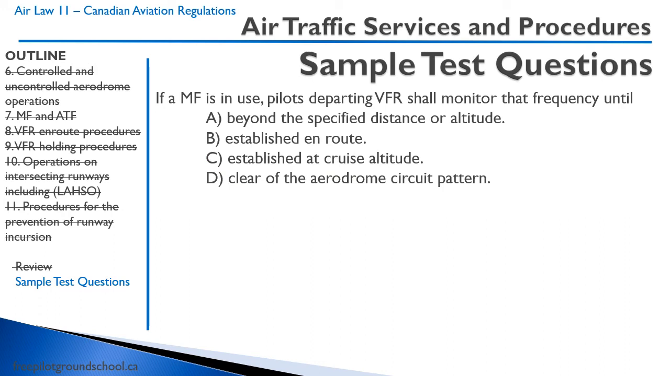If an MF is in use, pilots departing VFR shall monitor that frequency until A, beyond the specified distance or altitude, B, established en route, C, established at cruise altitude, or D, clear of the aerodrome circuit pattern. This is a really good question. It's actually kind of tricky. The correct answer is A, beyond the specified distance or altitude, because typically in an MF there will be a control zone or something like that, and you have to monitor that frequency until you're clear of the control zone. If you're in an ATF, it's clear of the aerodrome circuit pattern. So there is a difference there.